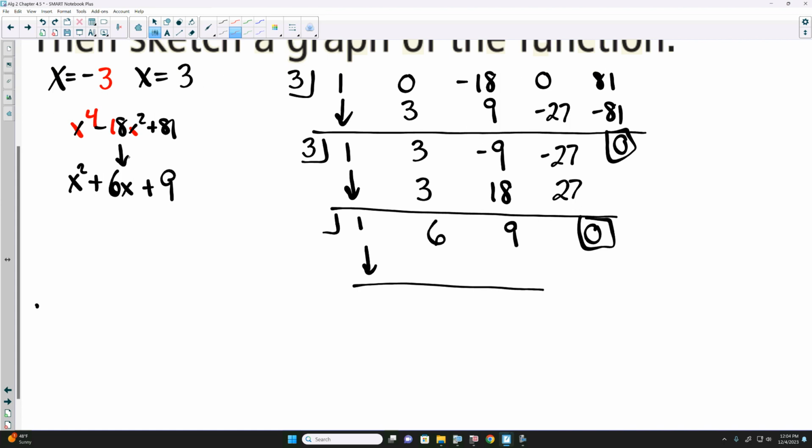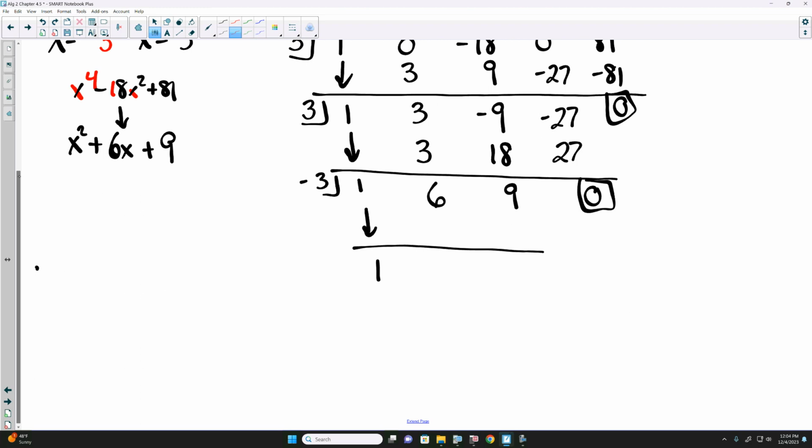But what if we run out of solutions that we were given by graphing? Well, no, we still have negative 3, yes? So let's do synthetic division one more time and see what we get. So we set it up. We bring down the 1. Negative 3 times 1 is negative 3. 6 plus negative 3 is 3. Negative 3 times 3 is negative 9, and 9 plus negative 9 is 0. So negative 3 is a solution.